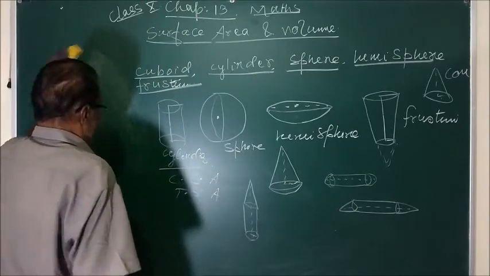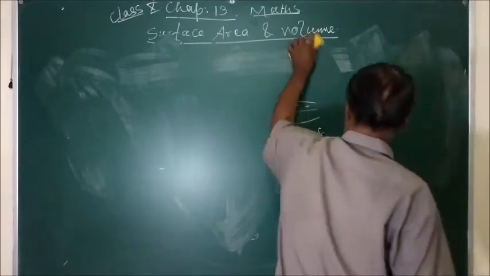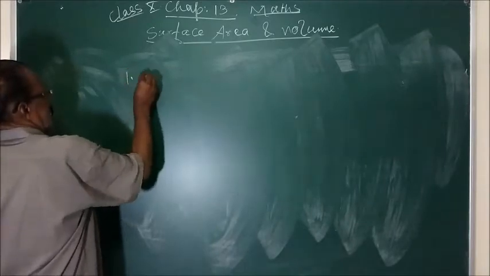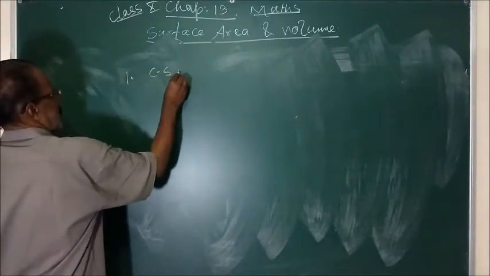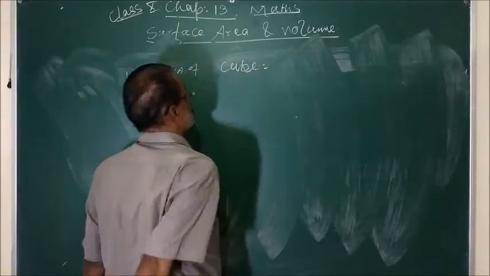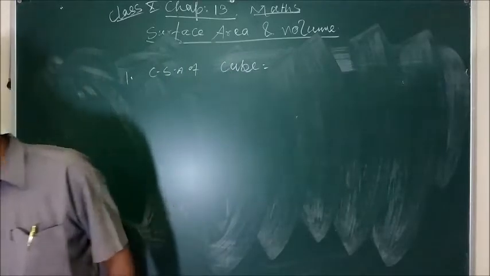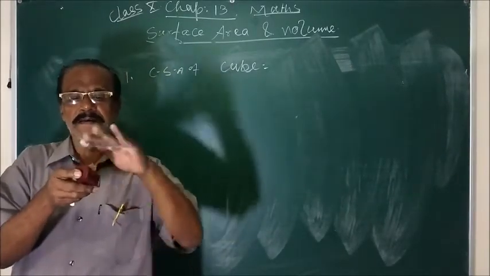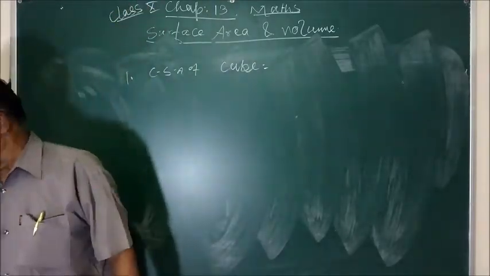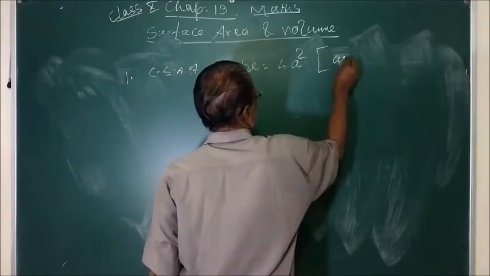Now you see the main formulas in surface area and volume. Some formulas I am sure you might have learned previously. Now the curved surface area of a cube. A cube has 6 surfaces. These are 1, 2, 3, 4, and these are the upper and lower surfaces. So the curved surface area is 4A squared, where A is the edge, the side.